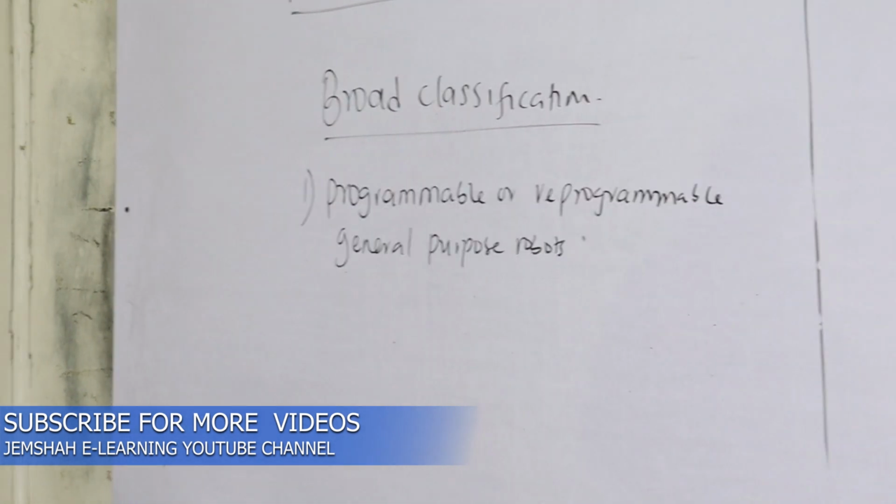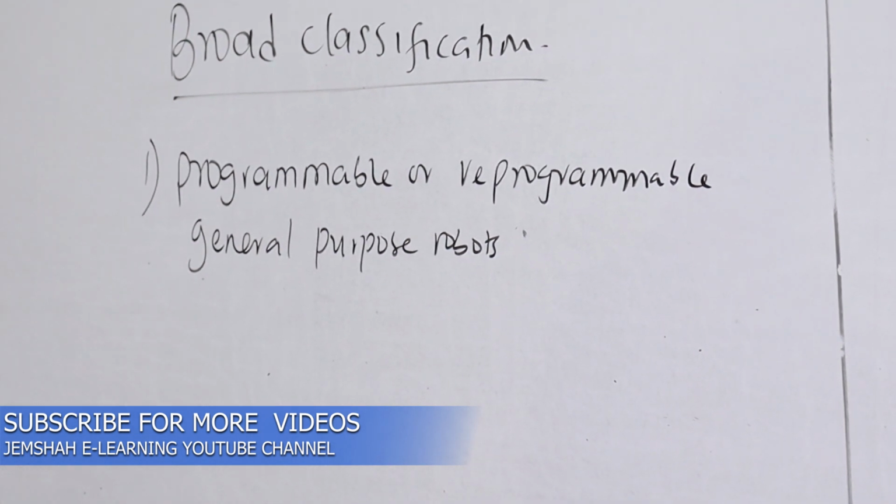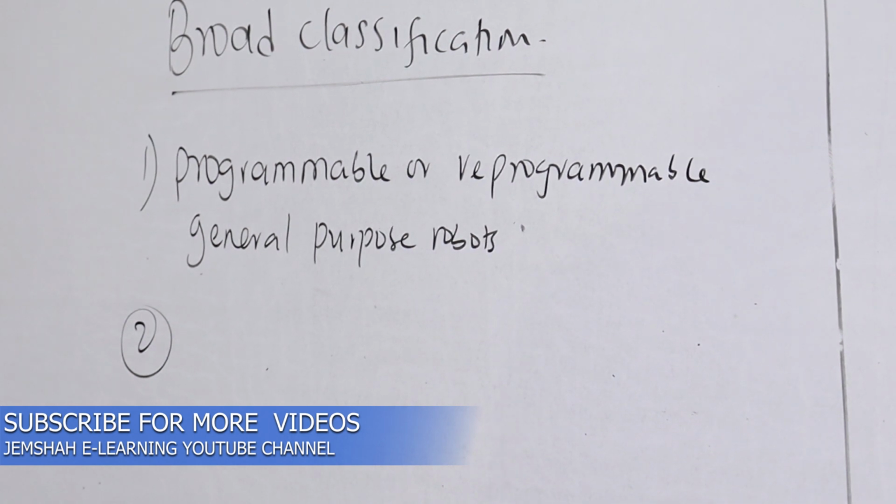So when you talk about the programmable, these are just the robots to which a program will be given, and then they use that specific program in order to carry out certain tasks. The second one, under broad classification, we can talk about what we call the teleoperated man.